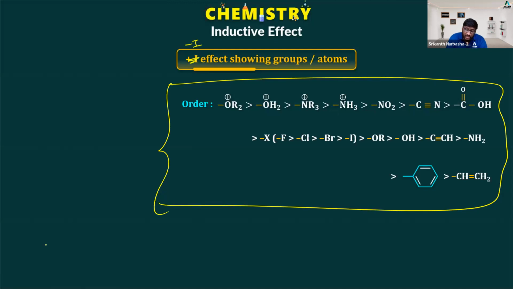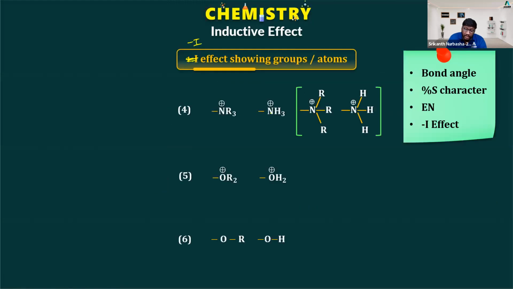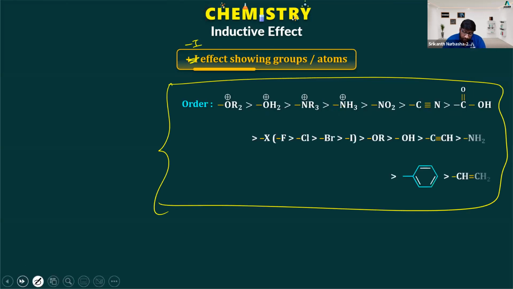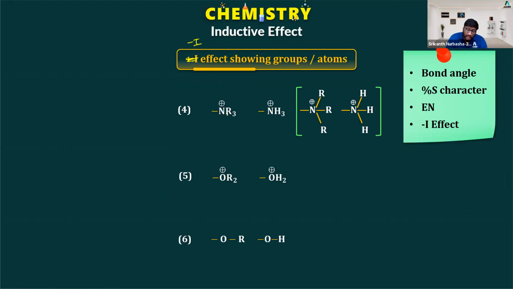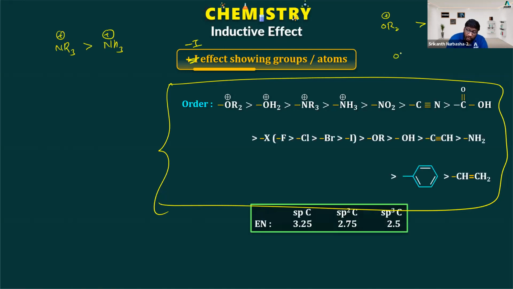Compare here, students, NR3 plus and NH3 plus. Just now in the previous slide, we have seen NR3 plus and NH3 plus. If you look at the order, which is greater? OR, OH, OR2 plus, OH2 plus, the same examples we have given earlier. Try to look at the order. NR3 plus is greater than NH3 plus. OR2 plus is greater than OH2 plus. And OR, OH, if you try to compare, OR is greater than OH.